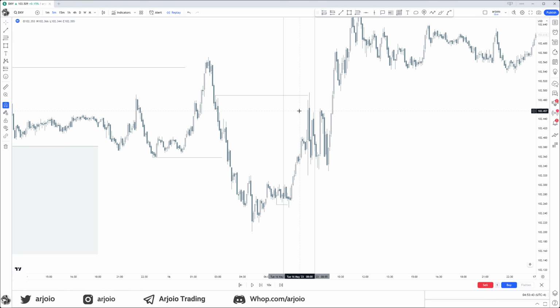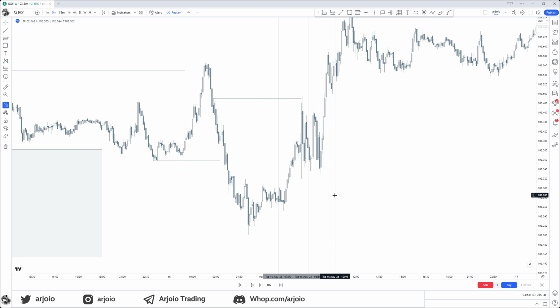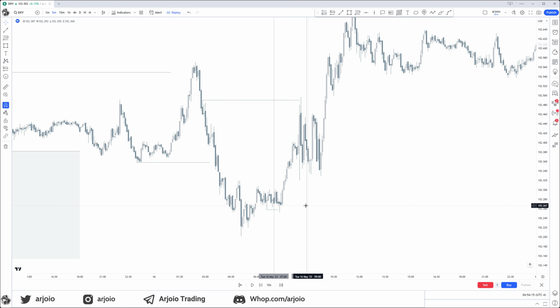You need to remember what we talked about. Fair value gaps, order blocks are also liquidity. And we have the exact same cycle. We have the manipulation, the accumulation, and the distribution.